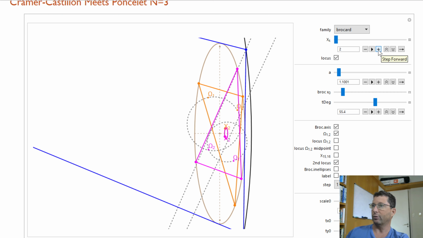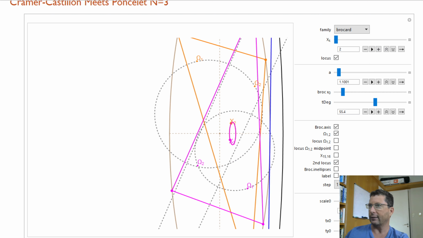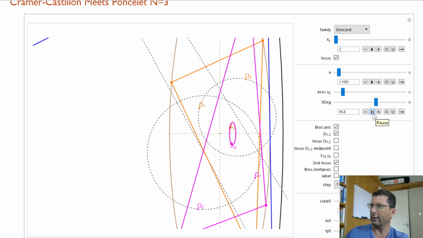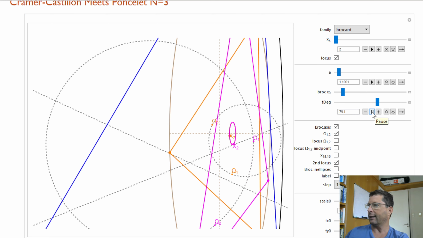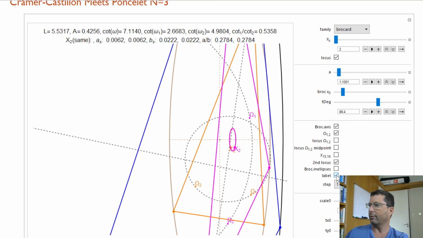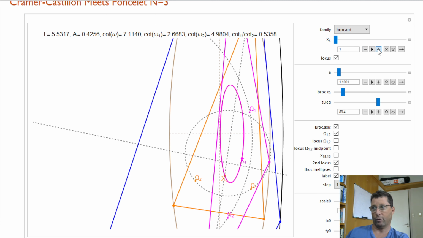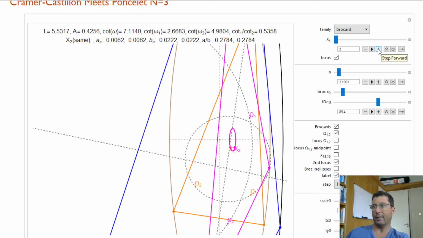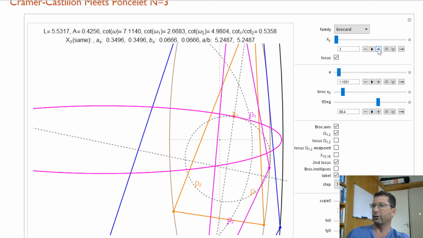How about x2? Hard to tell if they're being shared or not. Let's go ahead and double that size. It looks like this locus is being shared, but also non-elliptic. How do I know it's non-elliptic? I can light up the label and let the program tell me: oh yes, the locus of x2 seems to be an ellipse, and they are the same. Let's go back to x1. x1 is not an ellipse, so the locus of x2 is an ellipse in the Brocard case, which is an interesting result. How about x3? x3 is also this ellipse here, and they're the same.